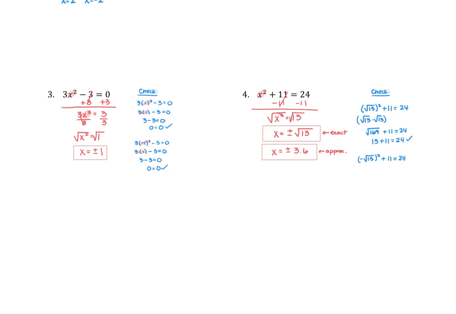Remember, that means that there's 2 of those. Well, a negative times a negative gives me a positive, and 13 times 13 gives me 169. Again, if I plug that in my calculator, that gives me 13, and 13 plus 11 gives me 24. It worked.